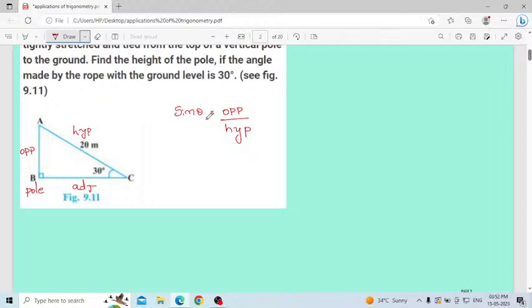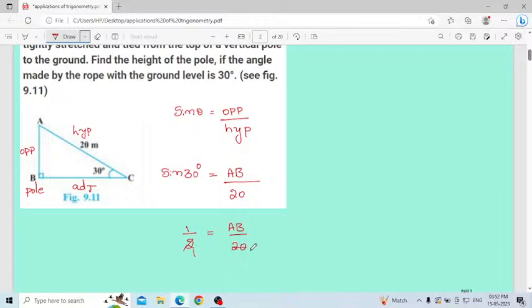Then sin theta will be opposite divided by hypotenuse. Opposite we don't know, write AB as it is. Sin theta, here sin 30 degree because they have given the angle, divided by hypotenuse, they have also given 20 meter. You know the value of sin 30. Sin 30, its value is 1 by 2. It will be equal to AB divided by 20.